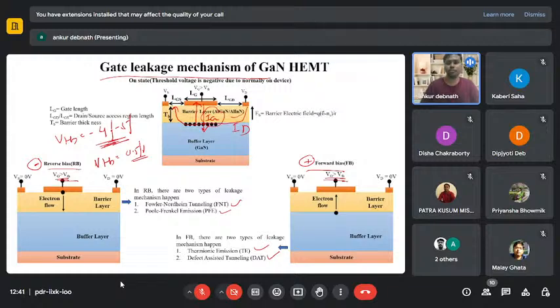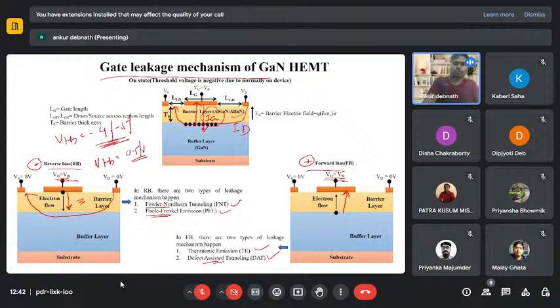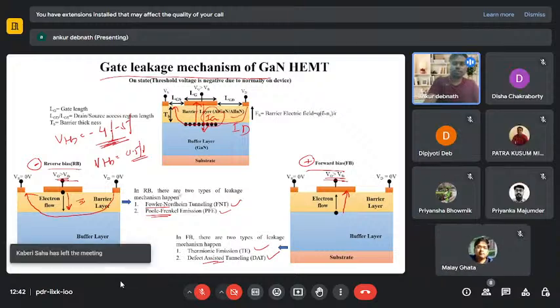We can classify it into reverse bias and forward bias. You can see the electron moving in this direction, the vertical direction. Earlier it was this one, but now it's vertical. Similarly, the electron is moving from the semiconductor to the metal here. This will contribute to thermionic emission and defect state tunneling. In reverse bias operation, the gate leakage current will have Poole-Frenkel emission. Any questions here?